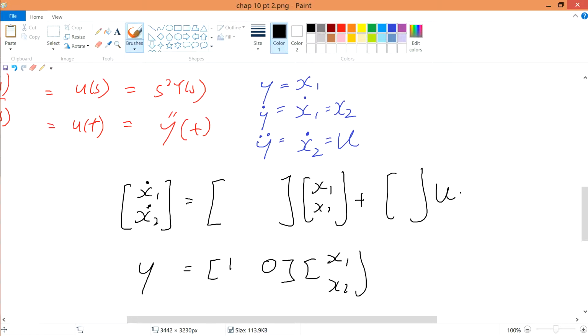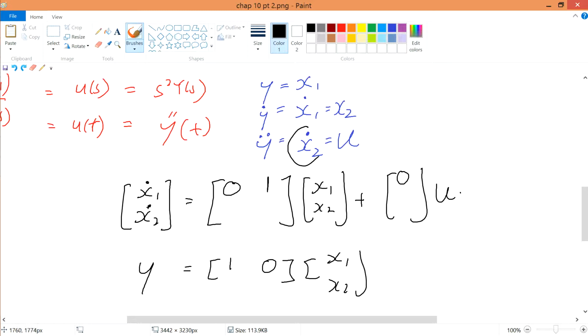Next, the x1 dot is equal to x2. So 0 times x1 is 0, plus 1 times x2 is equal to x1 dot. It's the same thing, x1 dot is equal to x2, plus 0u. There's no u, so I'll just write plus 0u.